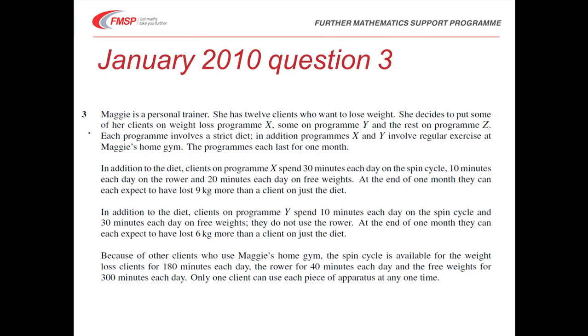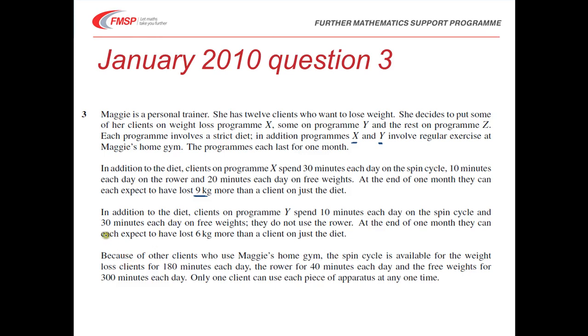In addition, X and Y involve regular exercise at Maggie's gym, and the programs last for 1 month. Now it seems that X, Y are the ones that we're going to be interested in particular because they're going to use Maggie's gym. So in addition to the diet, clients on program X spend 30 minutes a day on a spin cycle, 10 minutes each day on a rower and 20 on free weights, and at the end of 1 month they expect to lose 9 kilograms more than a client just on a diet.